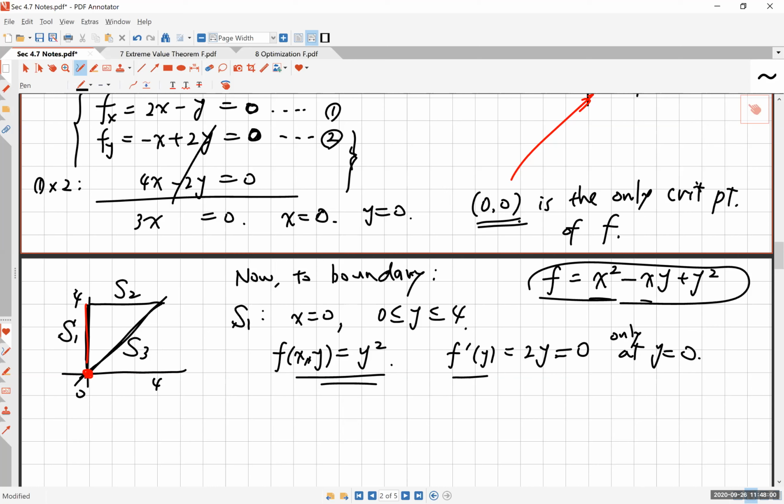So I don't really need to investigate this as a special thing later. But the point is, there's no other point on this line S1 where an interesting thing is happening, like a possible maximum or minimum. So that's good to know. All right, S2 is where y is equal to 4, constant, and x goes from 0 to 4.